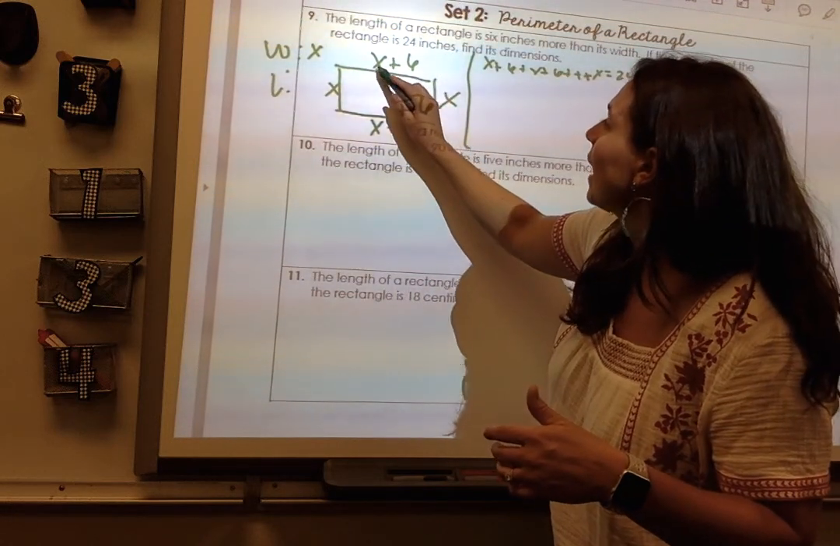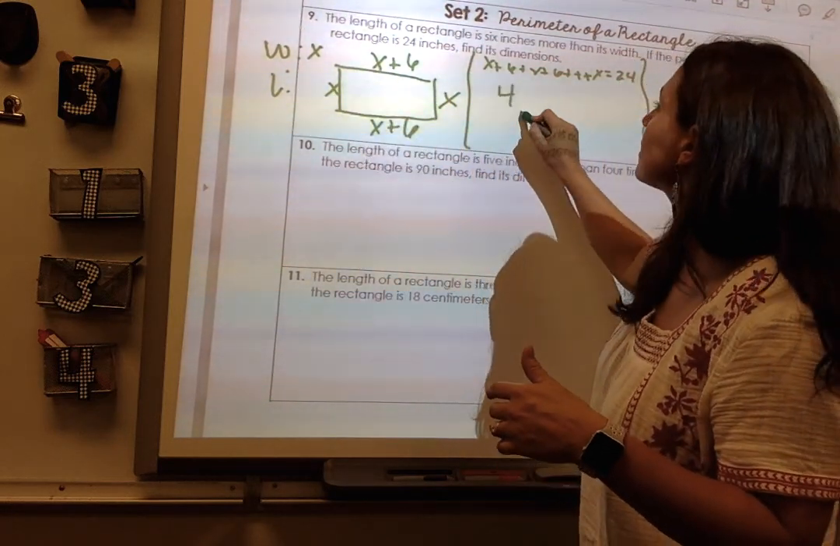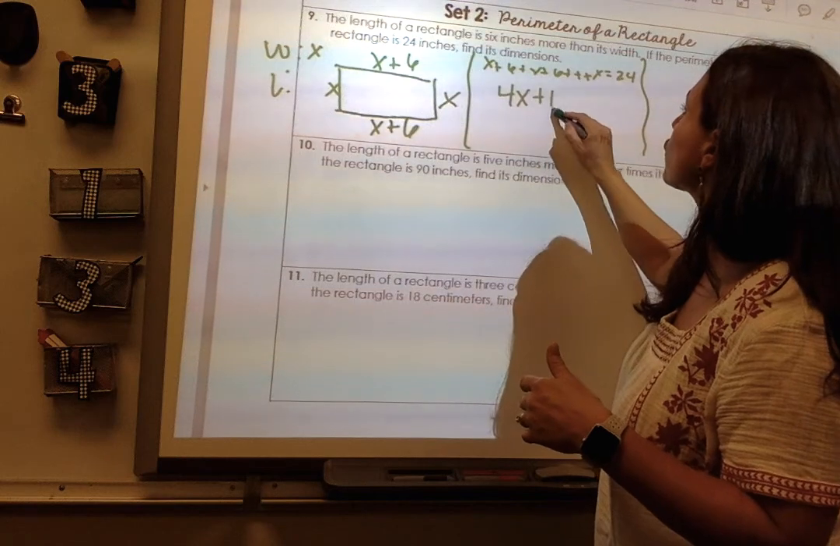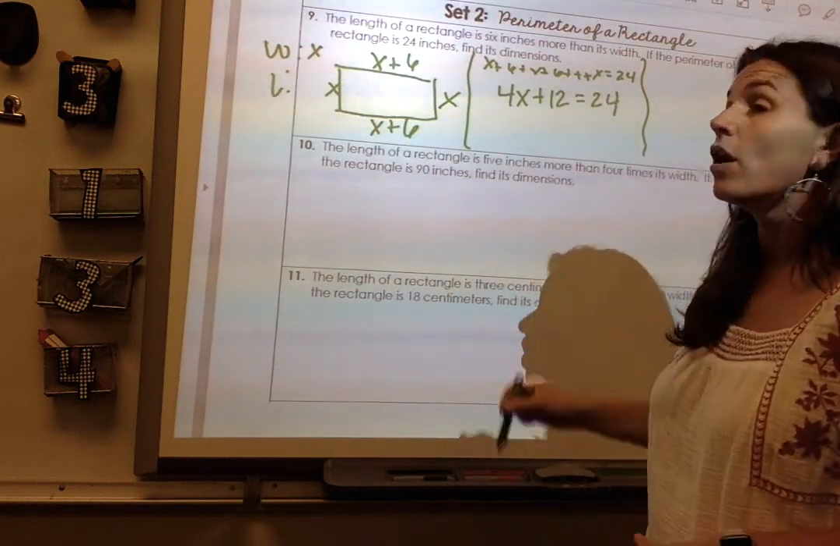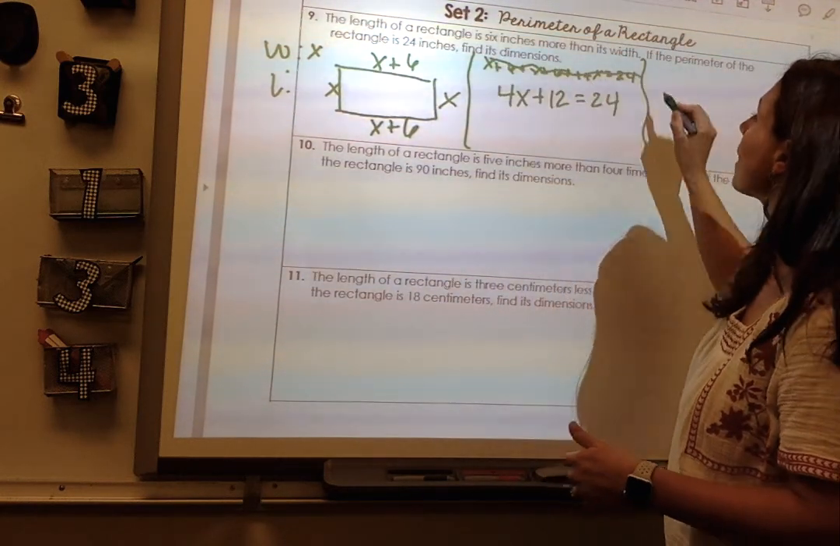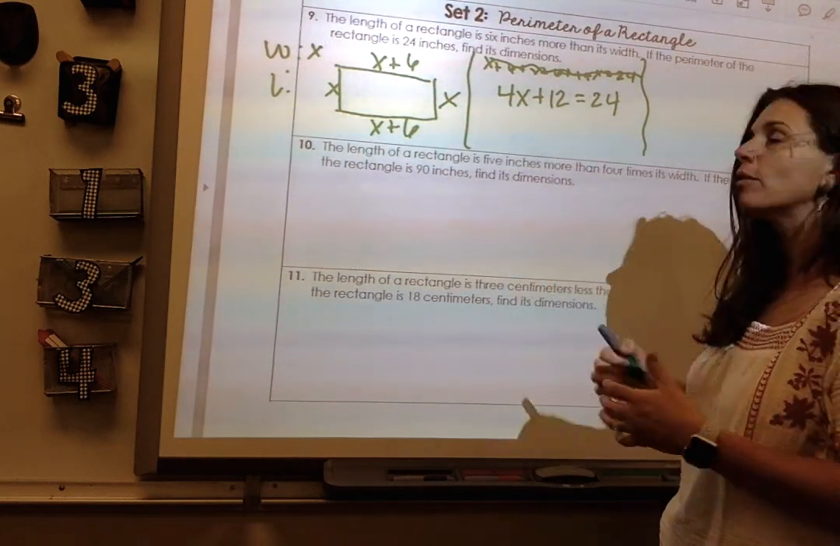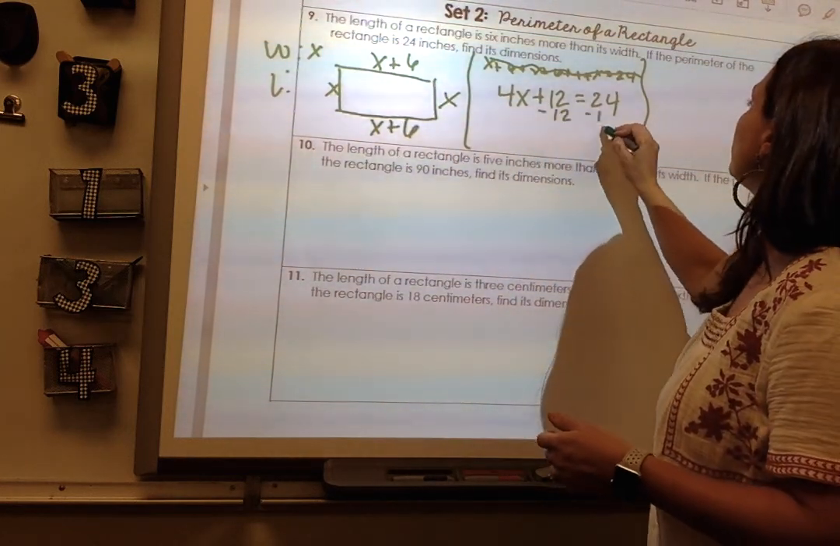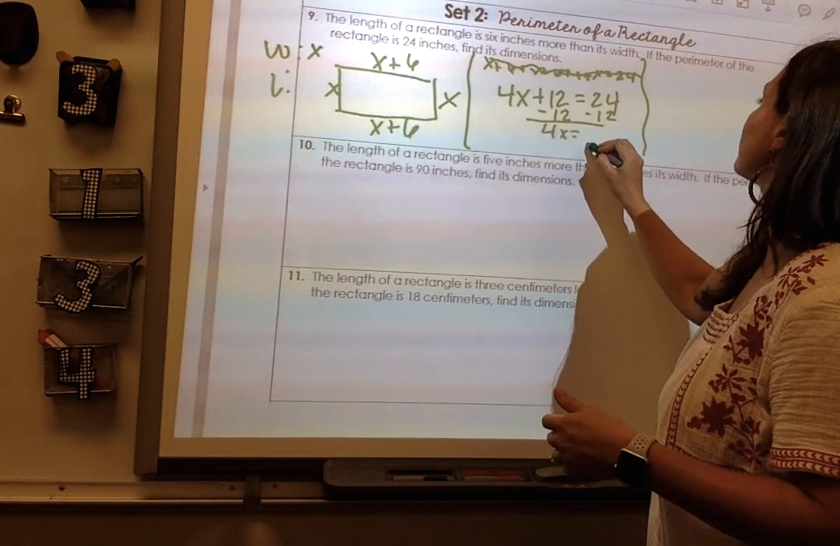So I'm going to look at how many X's. 1, 2, 3, 4X. How many constants? Plus 12, and all that equals 24. So I can save myself some time and just look at my picture. And now I subtract 12, and I get 4X equals 12.